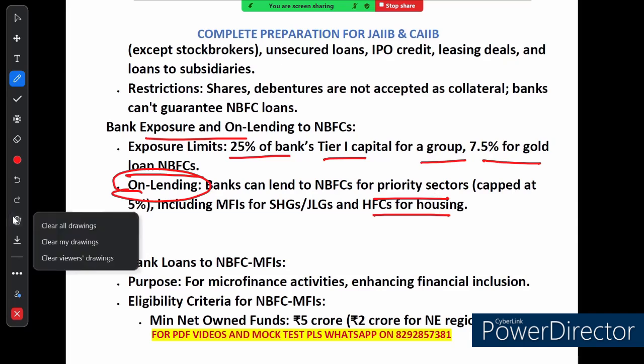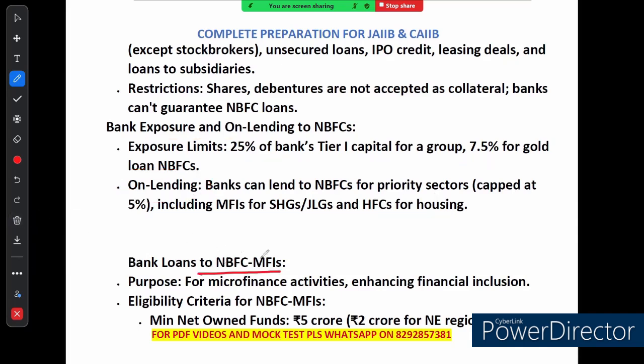Now if we talk about bank loan to NBFC MFI, let's focus on NBFC MFI, which is specialized in microfinance. This means giving small loans to help people, especially in rural or semi-urban areas, access financial services. So what is the minimum net owned fund? To qualify, an NBFC MFI needs at least 5 crore in owned fund, or 2 crore if they are in a northeast state.